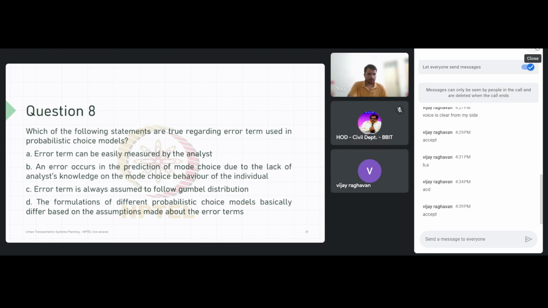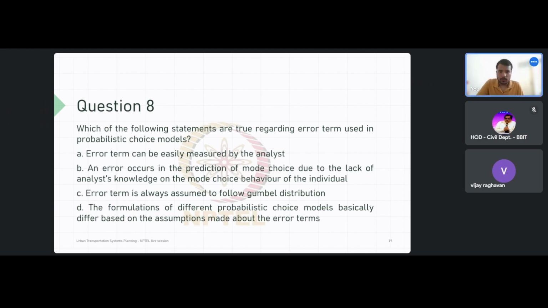Okay. We'll discuss the answer. So let's see each option one by one. So first is error term can be measured easily by the analyst. No. It cannot be measured by the analyst. If it could be measured, he will simply say U is equal to V, because if he can measure the E, he can include the E here. But since we cannot measure it easily, we take it as a separate term and assume it to have a distribution. So it cannot be measured. So we can remove A.